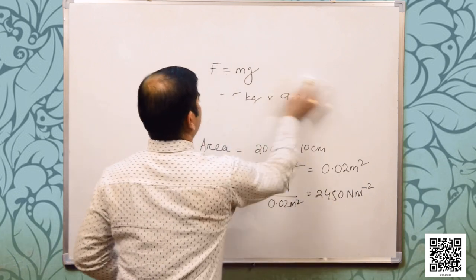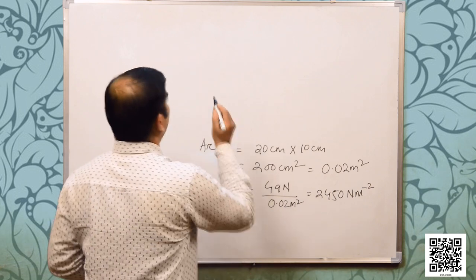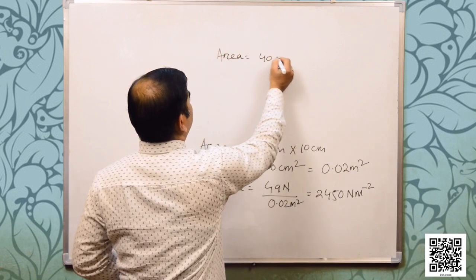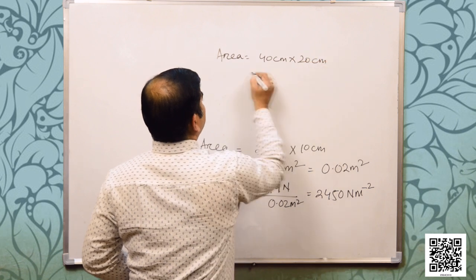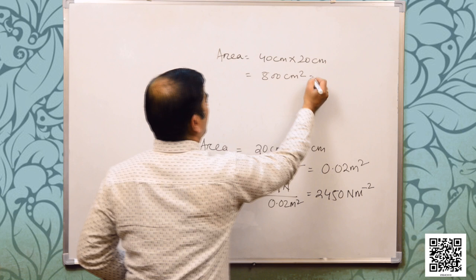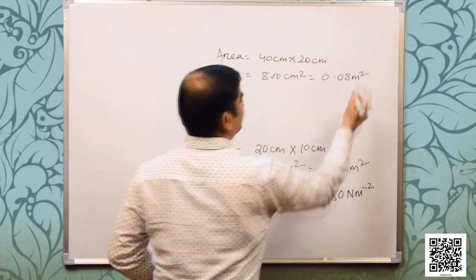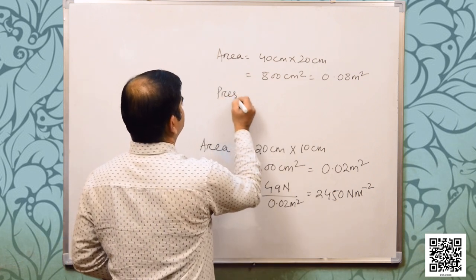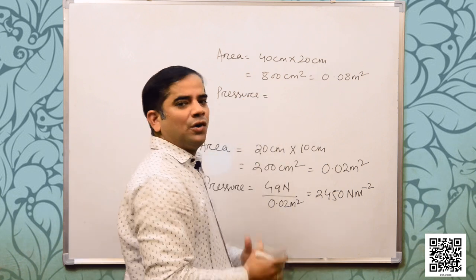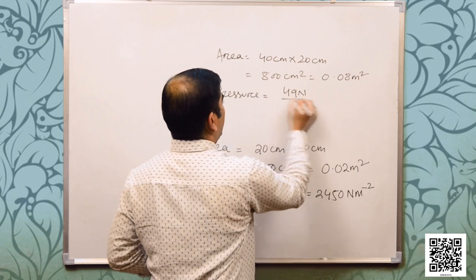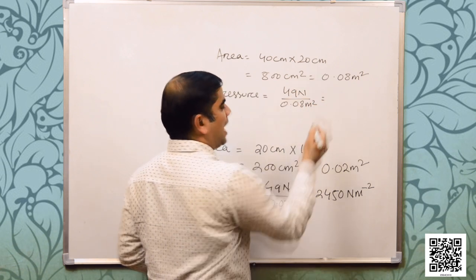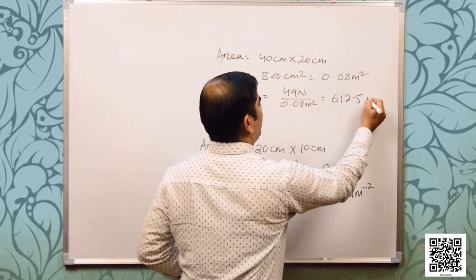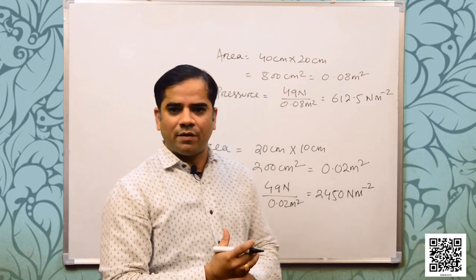Okay. The other side has dimension 40 centimeter into 20 centimeter. So, area is equal to 40 centimeter into 20 centimeter, that is 800 centimeter square or 0.08 meter square. Fine. So, in this case, pressure is equal to 49 Newton divided by 0.08 meter square, and when we calculate, it will give us a value of 612.5 Newton per meter square. Fine.